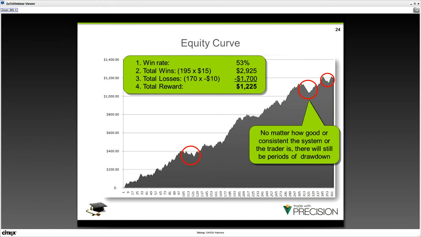So in looking at this example of an equity curve, we can see that we will have periods of drawdown, no matter how good the trader or how good the strategy is. There's still going to be losing streaks, just like on the random number generator. We had losing streaks of 3 to 5 coin tosses, losing streaks of 10 coin tosses in a row, and that's where you get these pullbacks in your equity curve.